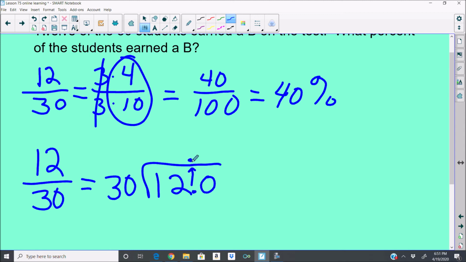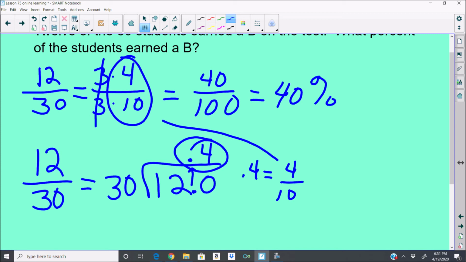I'm going to move that up. 30 goes into 120 4 times. So if I take this decimal number equals 4/10, oh, see what we did here? We got the same thing. So if you get a really complicated fraction at some point and you're trying to get it into a percent, that is what you can do with division.